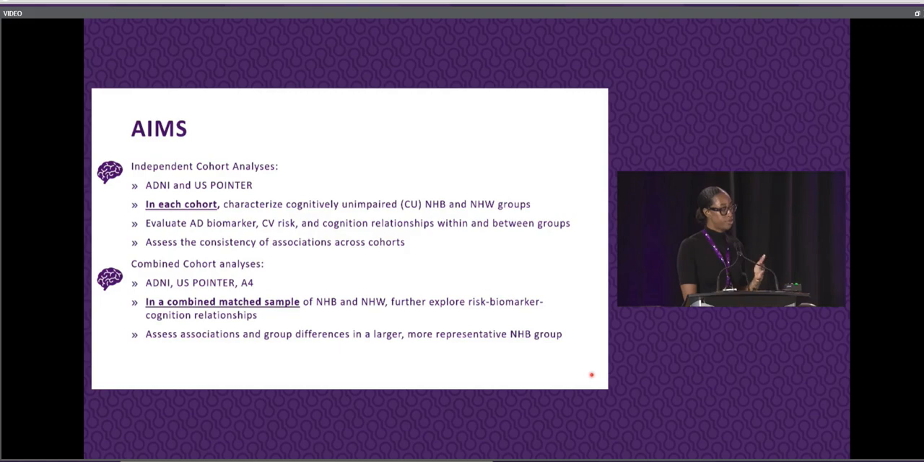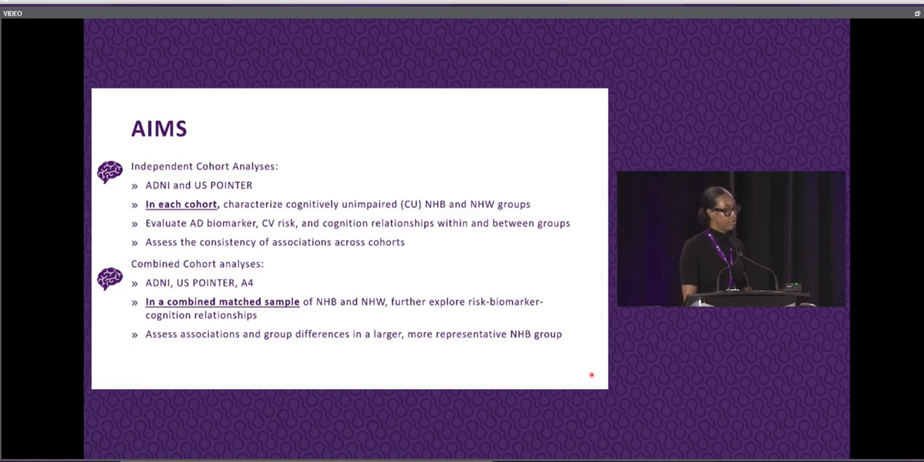So we wanted to approach these questions in two ways. In our primary analyses that were initially submitted for this symposium, we were looking at independent cohort analyses within the ADNI and US POINTER imaging studies to characterize the cognitively unimpaired Black and white participants in these studies and evaluate their AD biomarker, CV risk, and cognition relationships, and assess if there is consistency in the relationships we see in these factors across ethno-racial groups and across cohorts.